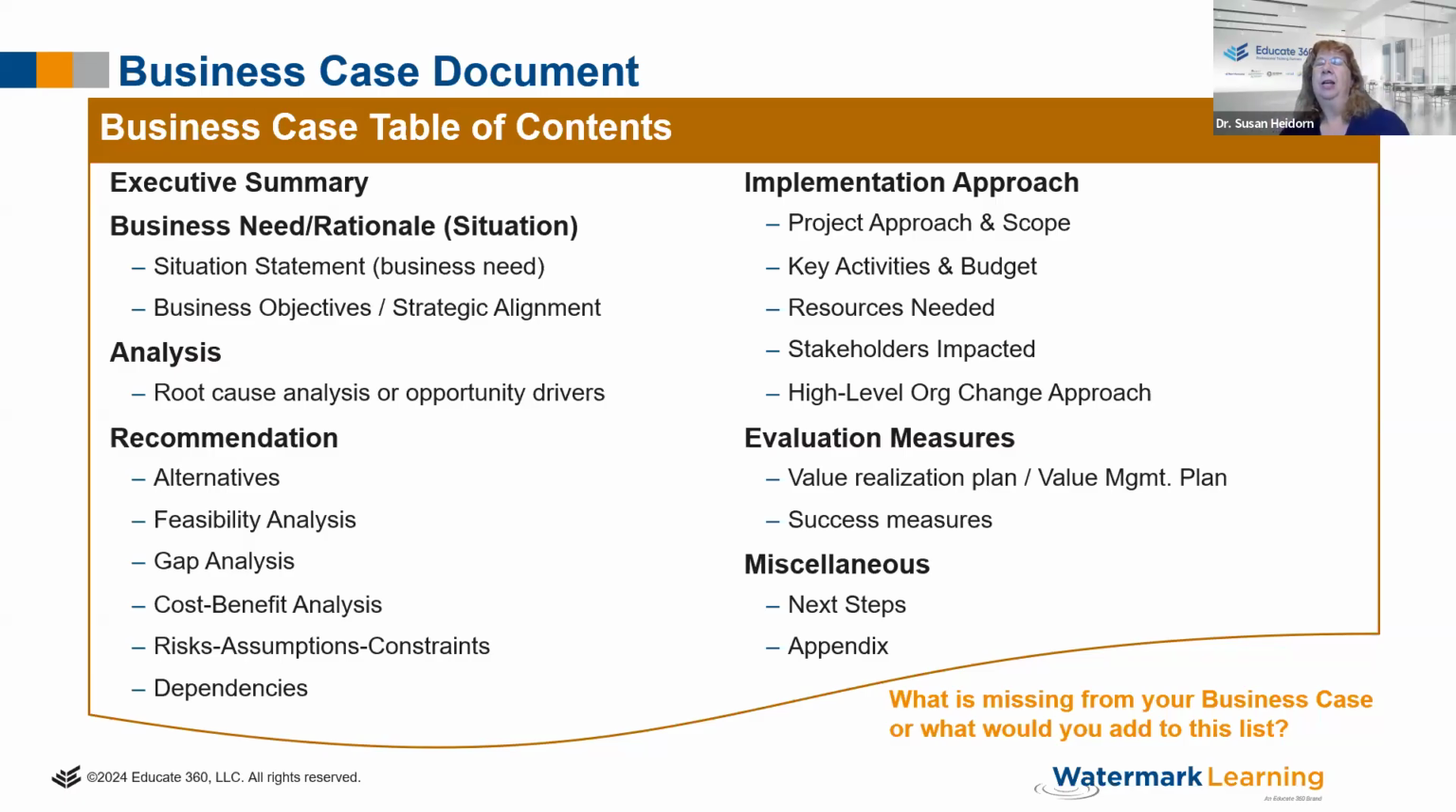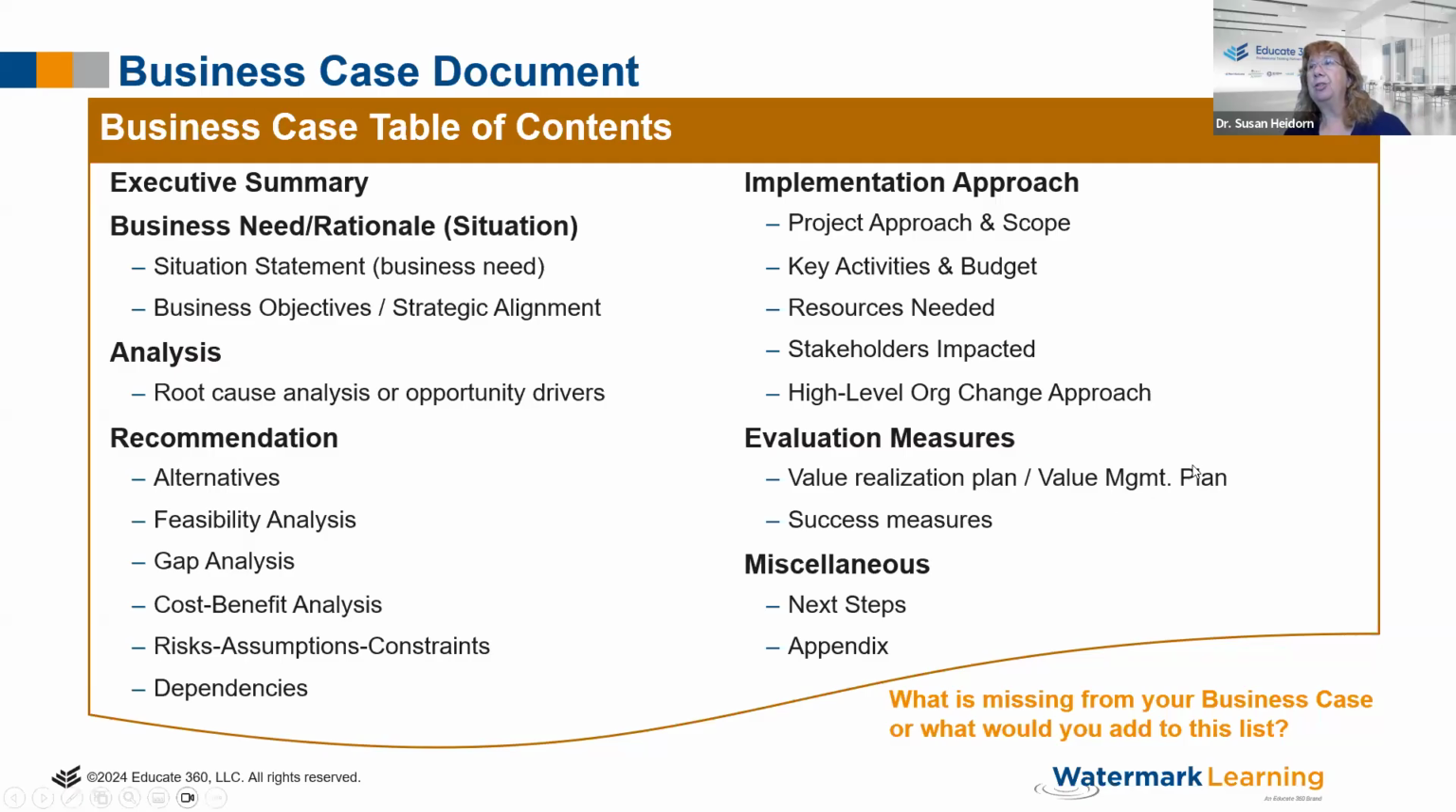The business case doesn't have to be that big as long as you cover everything. So, project approach and scope: really high level, this isn't your detailed plan. Activities, resources: how many people do you think you're going to need? What type of resources? Stakeholders, high level. And again, I'm going to go through this in more detail as it comes up.